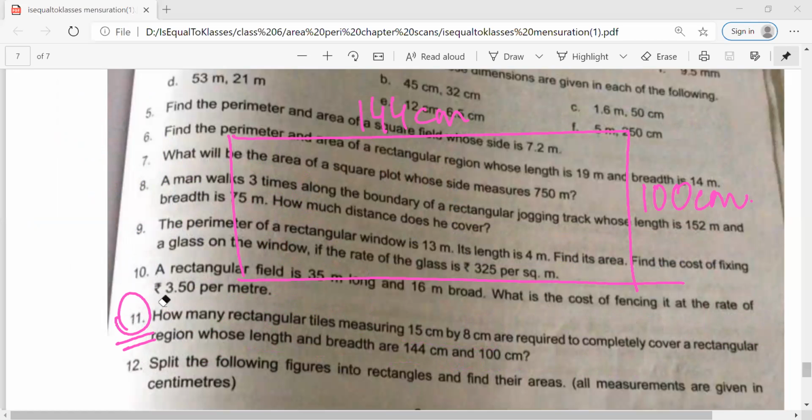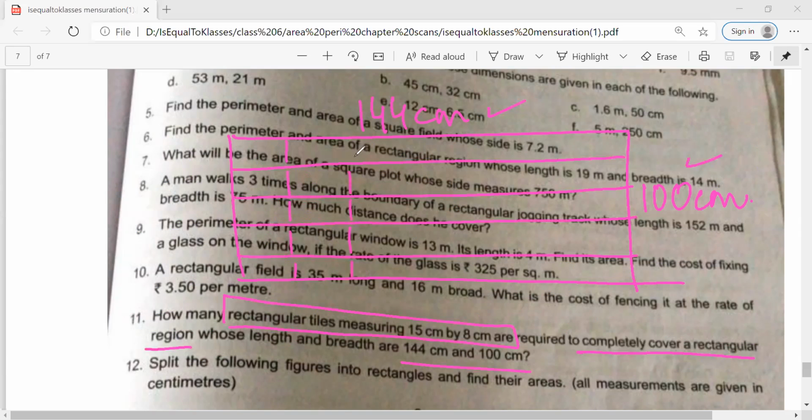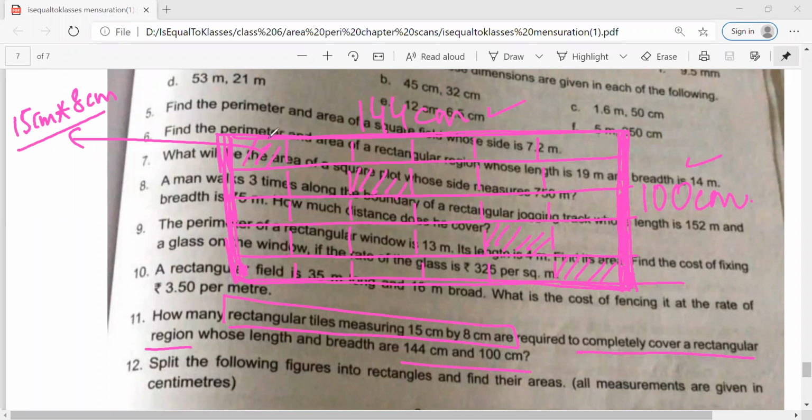So, this is a rectangular region which measures 144 centimeter by 100 centimeter. And I need to put rectangular tiles. How do I put rectangular tiles? I put rectangular tiles something like this. Let us assume I put them like this. Mr. Sarthak, any doubt? So, Mr. Sarthak, these are the rectangular tiles all over this.